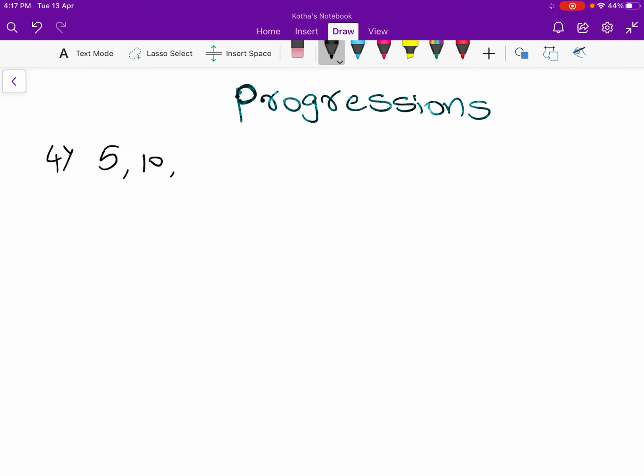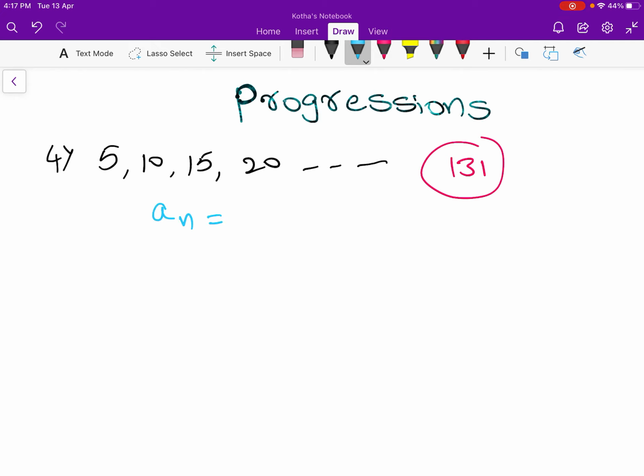Five, 10, 15, 20 and so on. They will give one progression like this and they will ask you whether 131 is a term in the given progression, otherwise, whether 131 will be there in the given progression or not. So for this also the same formula, that is the nth term formula or general formula: an equals a plus (n minus 1) into d.